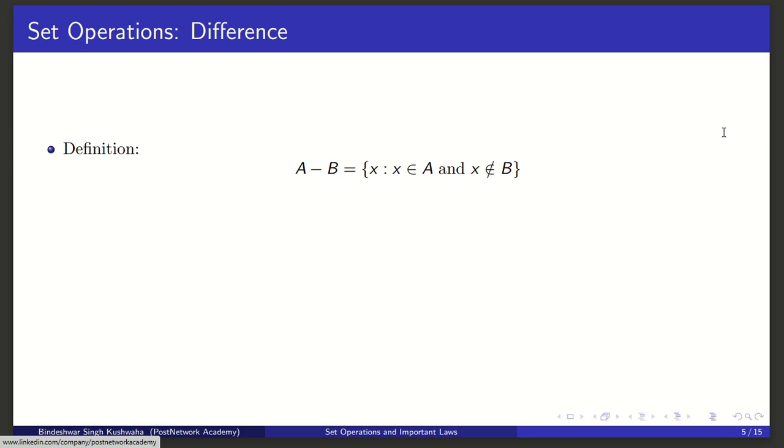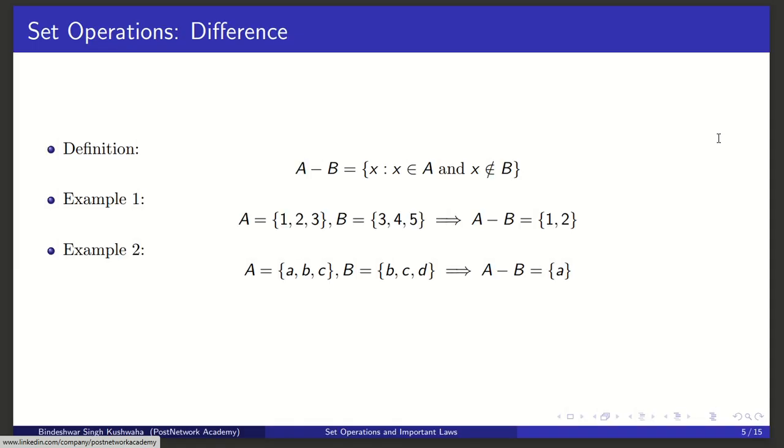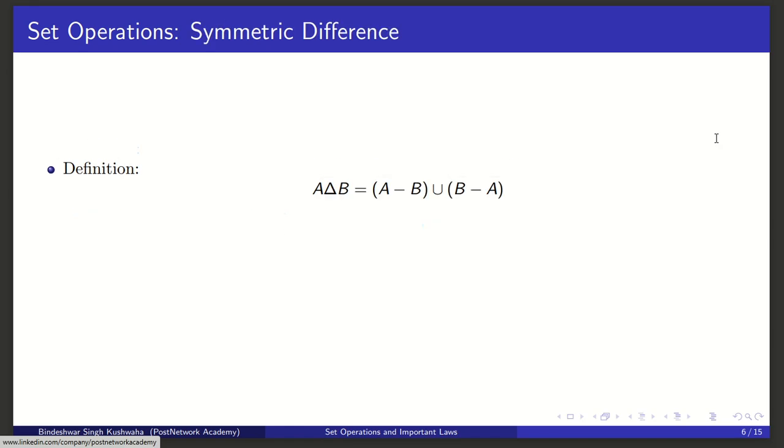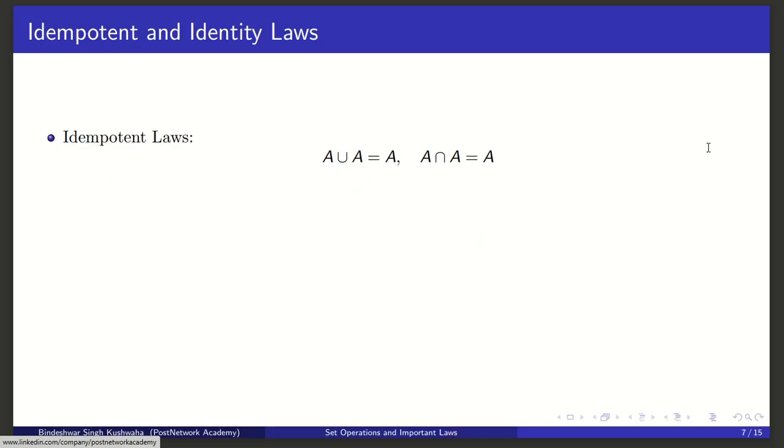Let us see difference. A minus B means x belongs to A but not in B. So if A is {1, 2, 3} and B is {3, 4, 5}, A minus B would be {1, 2}. The elements of B you will subtract from A. Another example, A is {a, b, c} and B is {b, c, d}. If you subtract B from A, you get only one element, a. Symmetric difference is A minus B union B minus A. In the example, A is {1, 2, 3} and B is {3, 4, 5}, so the symmetric difference of A and B is {1, 2, 4, 5}.